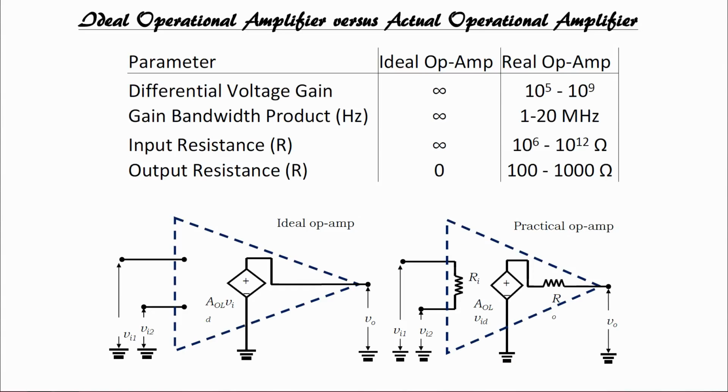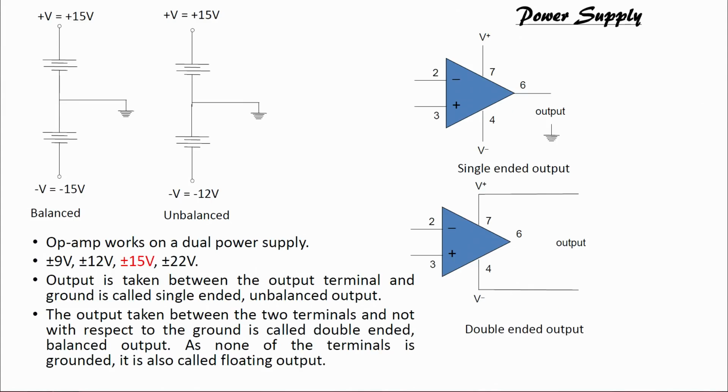We have seen the ideal versus real op amp, right. Real is nothing but actual or practical op amps, and we see that there is a difference in terms of the parameters, where we say voltage gain is infinite, actually it is about 10⁵ to 10⁹. When we talk about gain bandwidth product, it is infinite for the ideal, but about 1 to 20 megahertz in reality. Input resistance is infinite, in the actual case it is 10⁶ to 10¹² ohms, while output resistance is 0, in the real case it is about 100 to 1000 ohms.